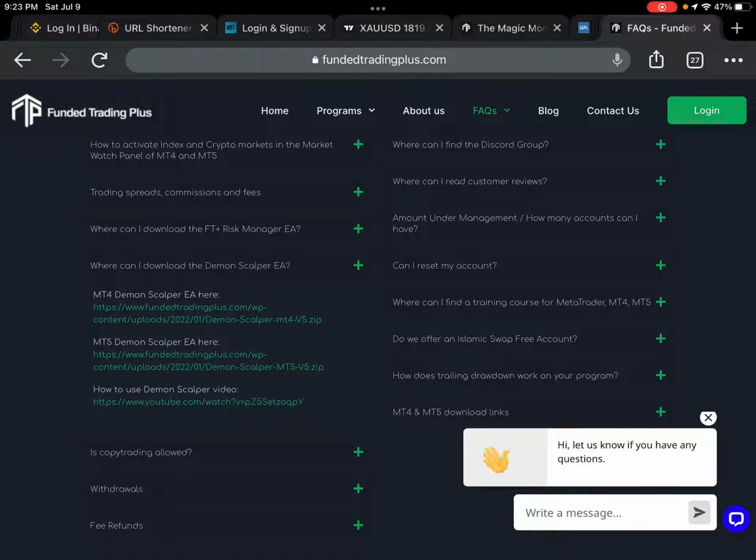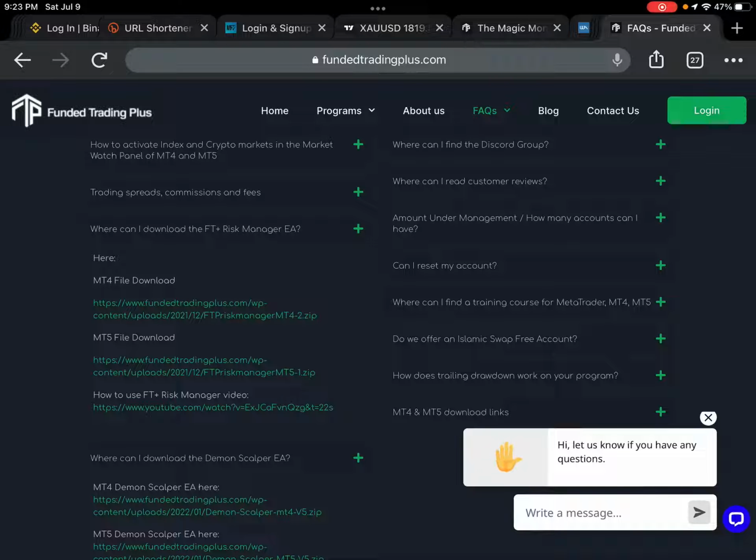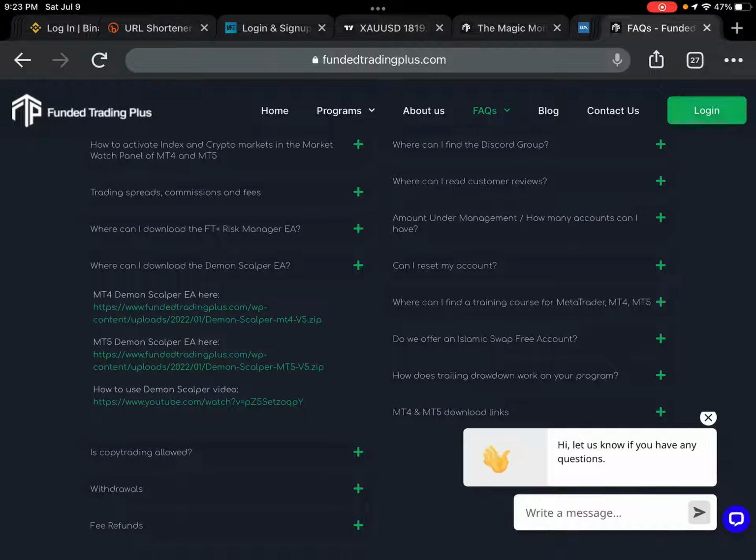They also have their own risk manager EA. I've never used it, but hey, it might be worth giving a go. You never know. But our EA, like the Pasture Challenge EA, does have that risk manager in there, so I'm not sure that I would actually use that.